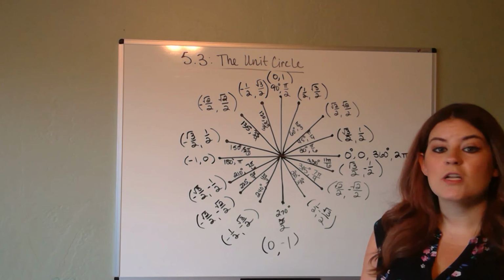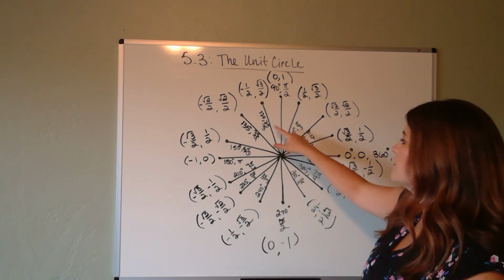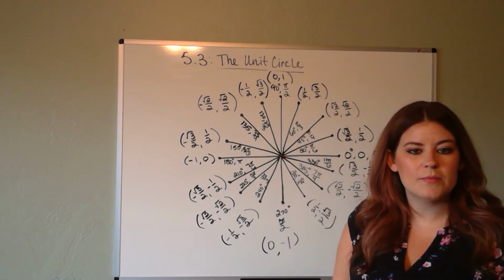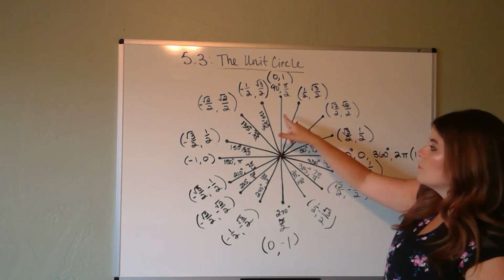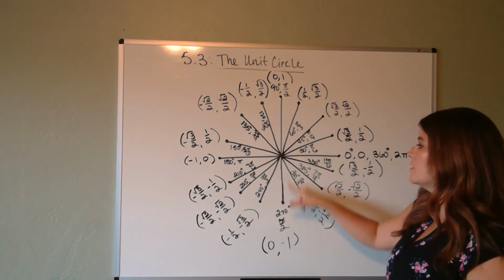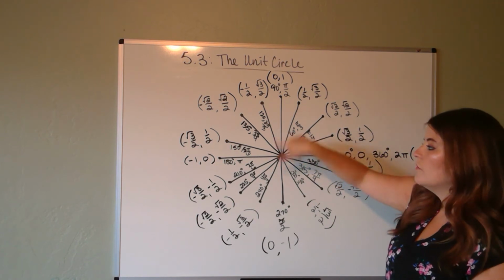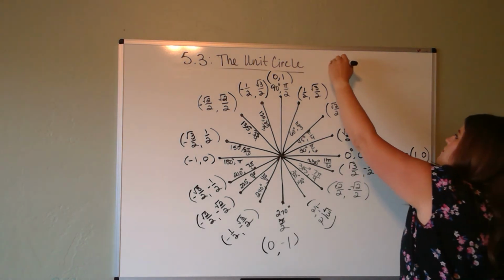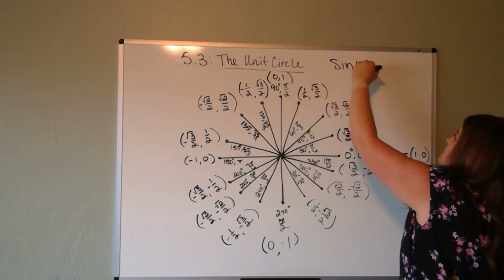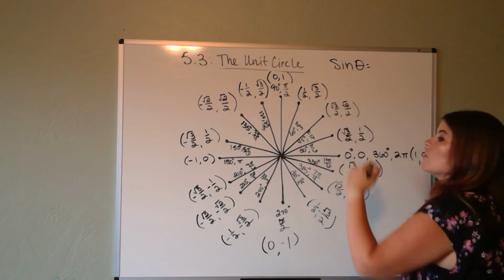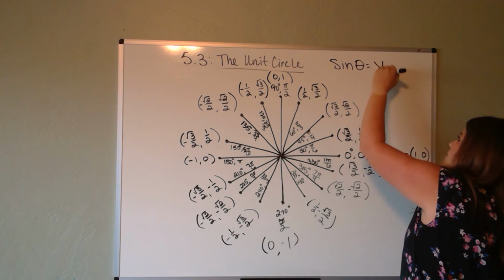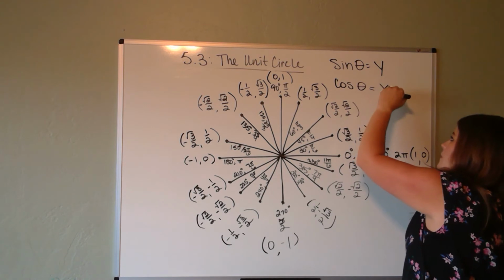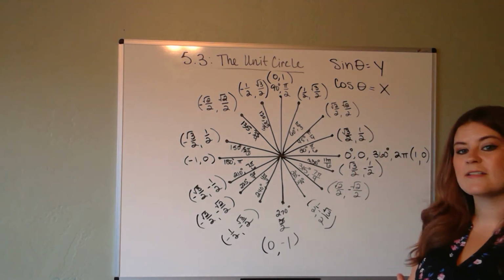Why do I want to use this image? Not only because it gives me degree and radian measure for all the special angles, but what's so important about all these coordinates I've labeled here? Well, remember, r is 1 for all of these. We are 1 unit away from the origin for all of these special angles. So remember, if r is 1, it means that sine of any of these angles, y over r, is y over 1. Sine is just going to be the y value. Cosine, because r is 1, x over r becomes just x.